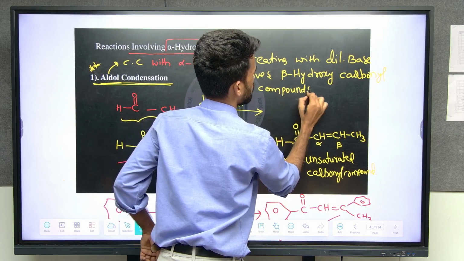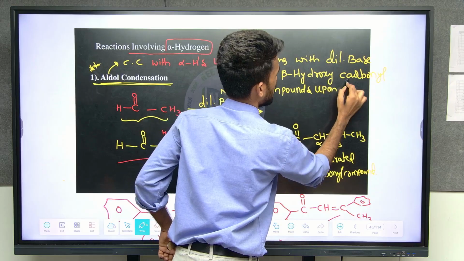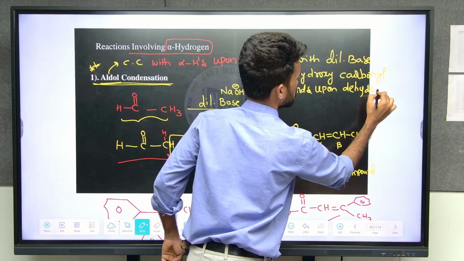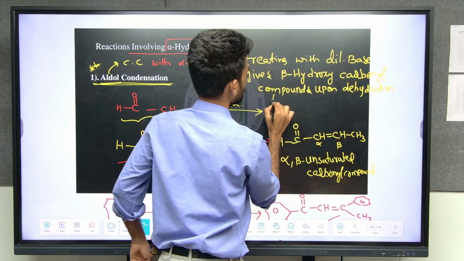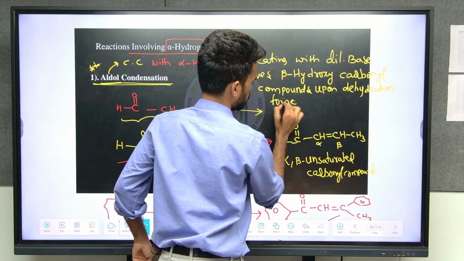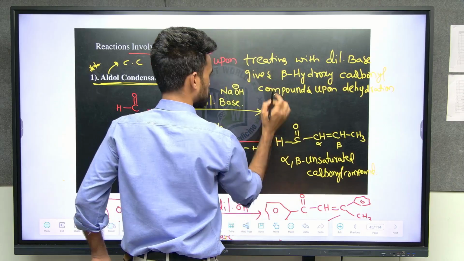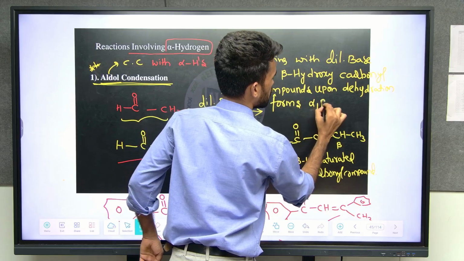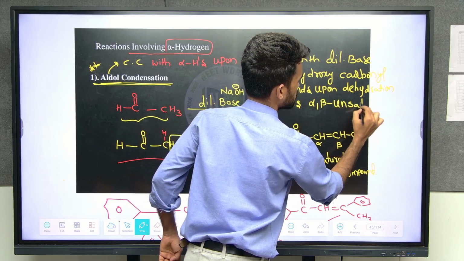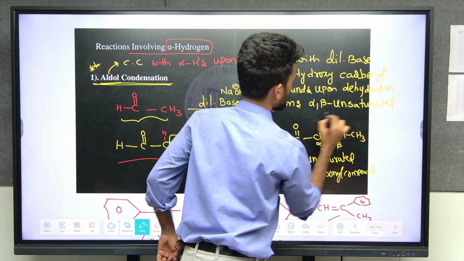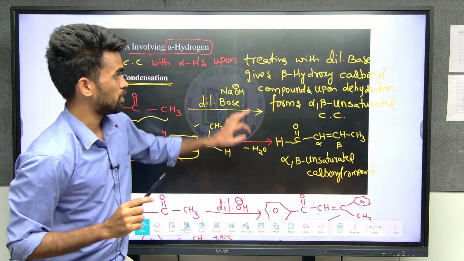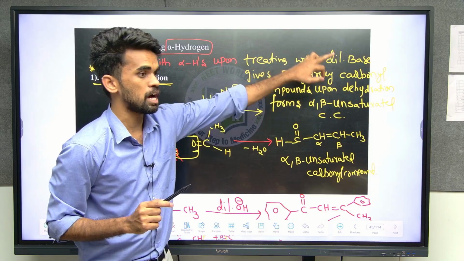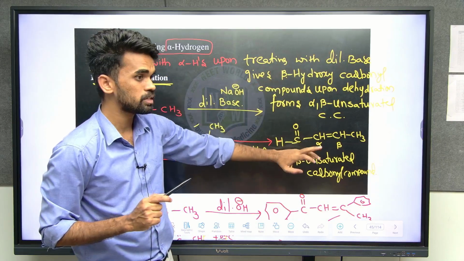Upon further heating, upon dehydration, upon heating means dehydration takes place. Upon dehydration it forms alpha beta unsaturated carbonyl compounds. So what is the middle product we are getting before heating? Beta hydroxy carbonyl compound. What is the ultimate product?